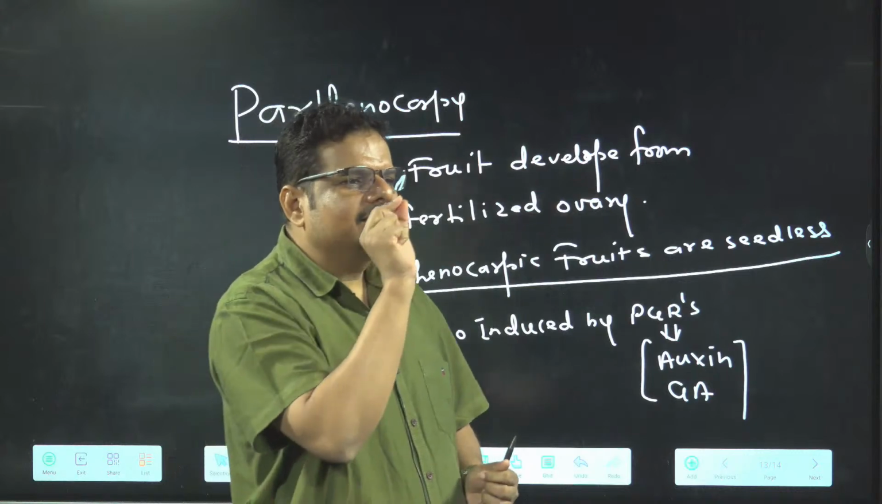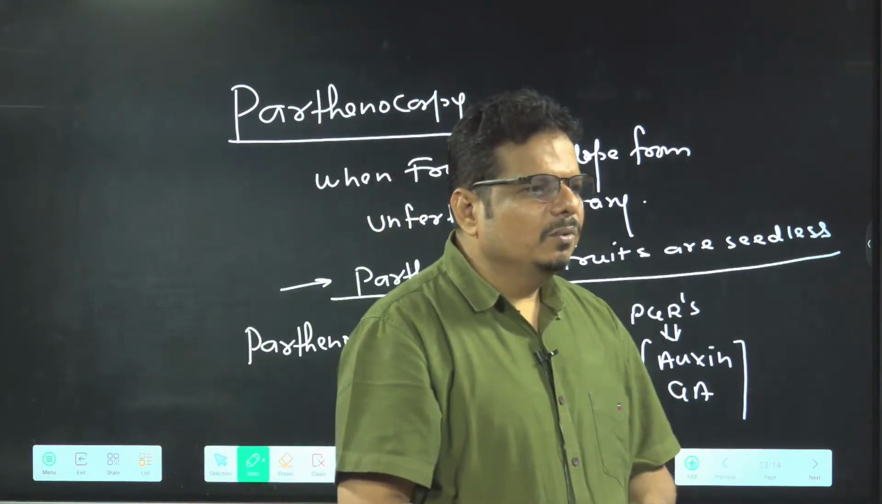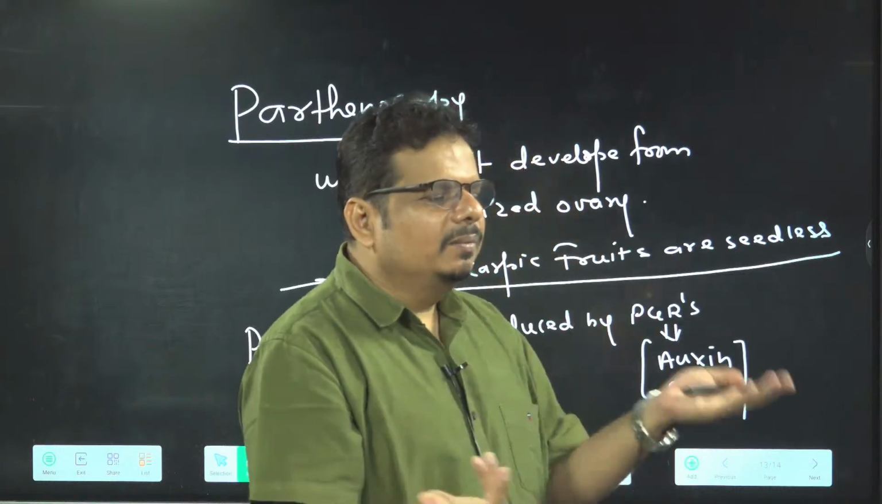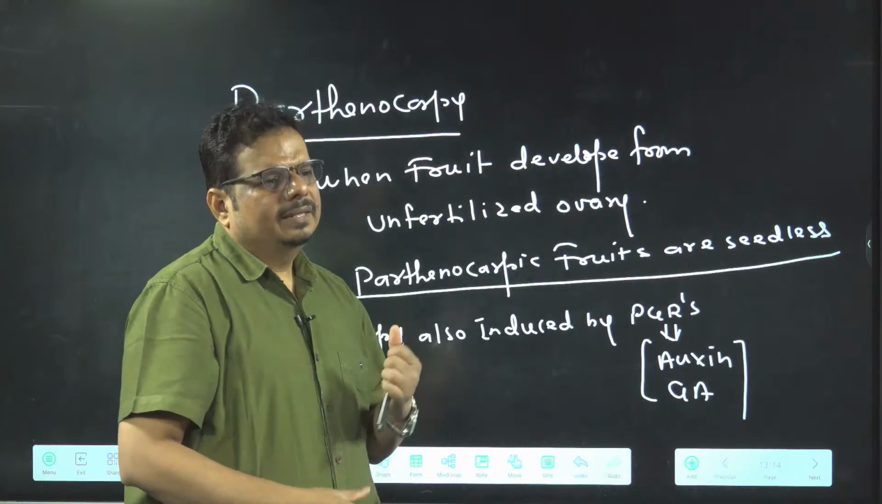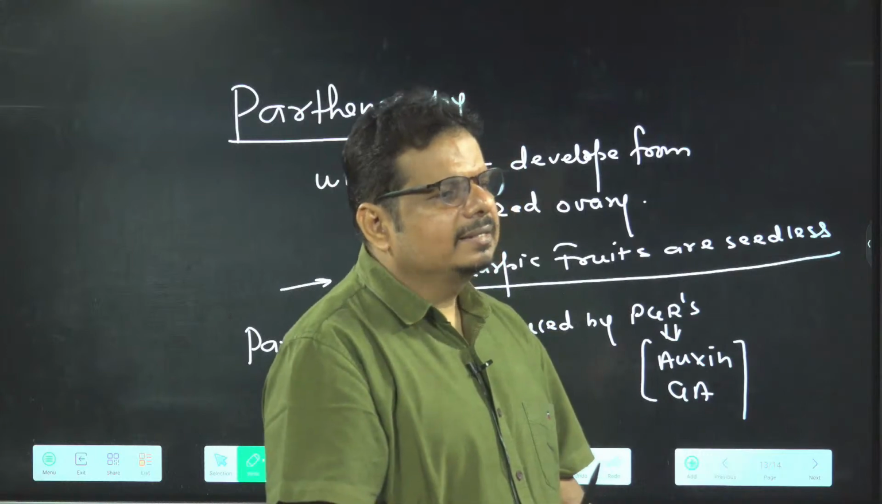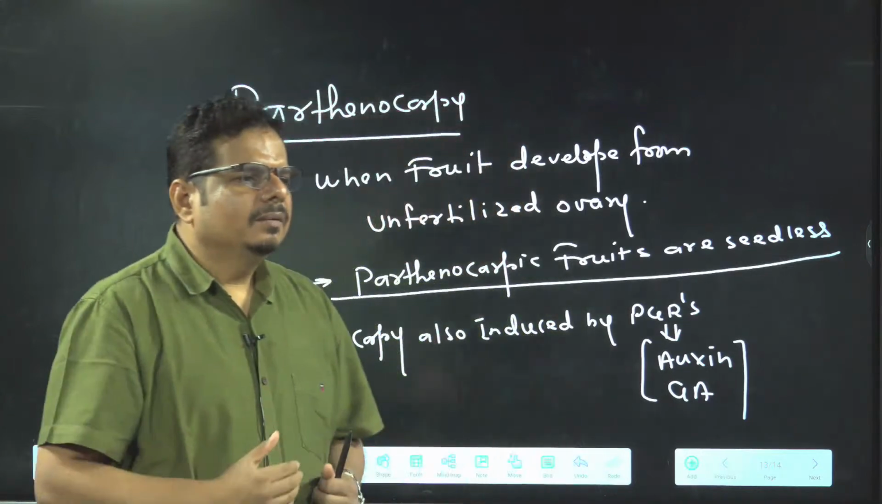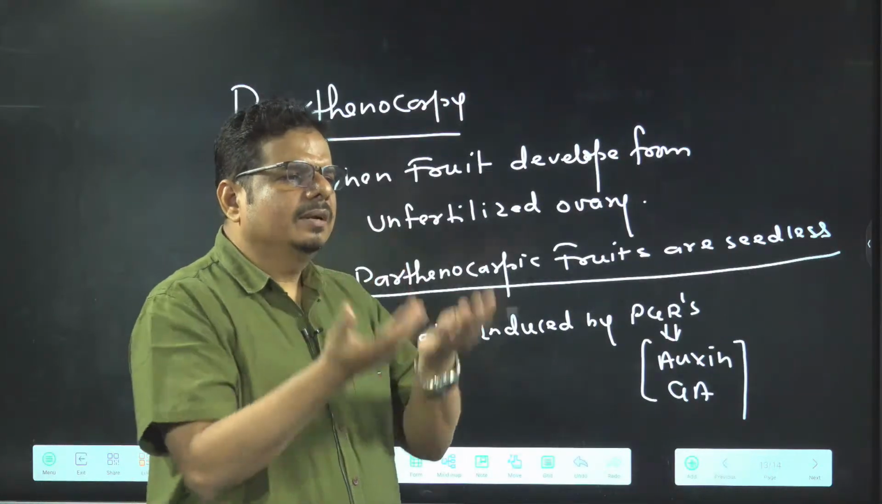Otherwise you are eating and seeds are coming. So when it is seedless, it looks good. You just feel more convenient. You are eating watermelon and if no seed is there, how good is it? Got the idea? So by the help of which one? Plant growth regulators like auxin and gibberellic acid, we can develop the fruit parthenocarpically. Without fertilization, ovary is converted into fruit.